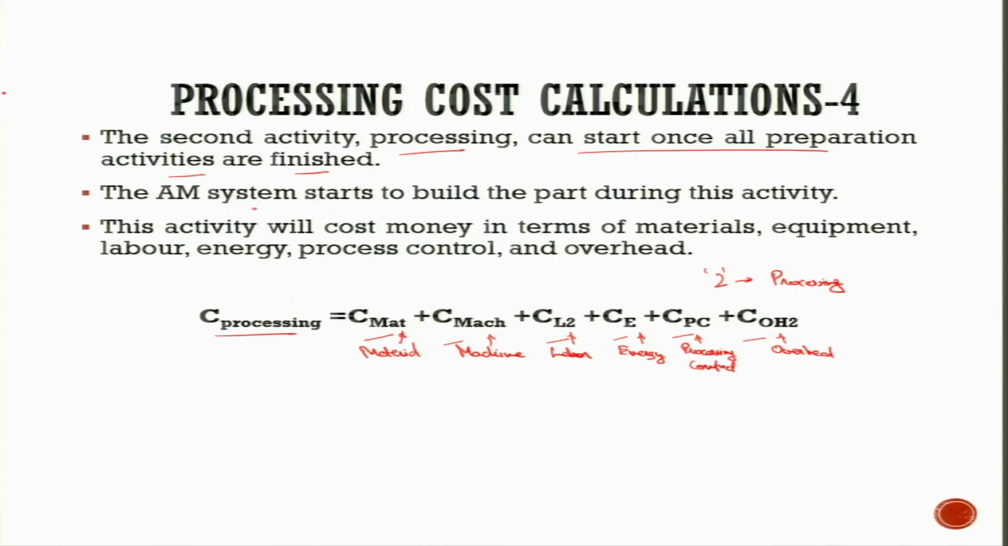The additive manufacturing system starts to build a part during this activity. The activity will cost money in terms of materials, equipment, labor, energy, process control and overhead. So, here majorly material cost, machine cost, labor cost, and energy can be seen, while overheads are again the small expenses. Processing control cost is the one that is critical to understand and calculate for the processing itself.